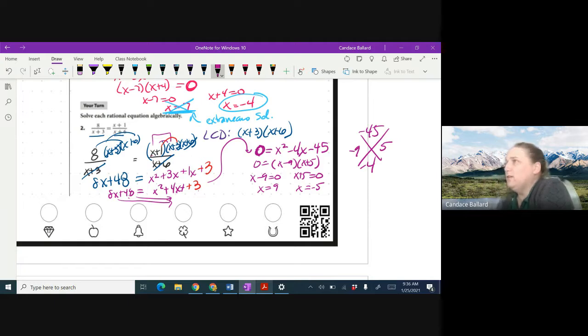And I always, always, always have to check for extraneous solutions on these. So I go back and look at my original equations, and I ask, can I put in a 9 and it not be 0? I can. So 9 is a good answer. And I'm going to look at negative 5 compared to these two things. If I put negative 5 into either one of them, I won't get 0. So these are both good answers this time.